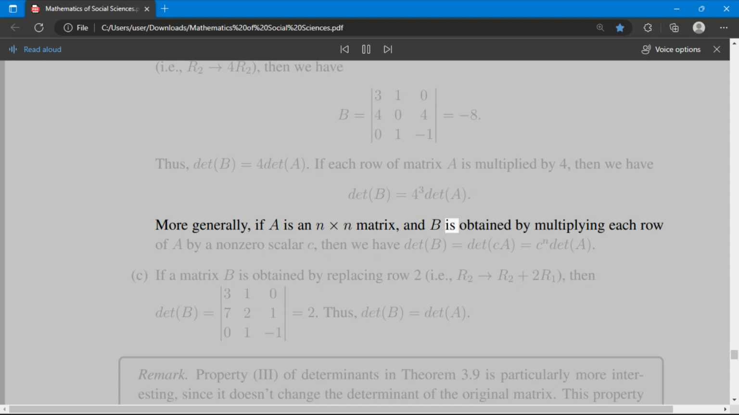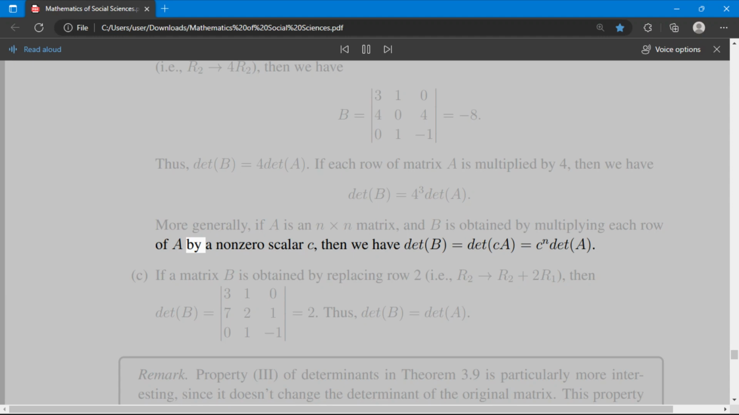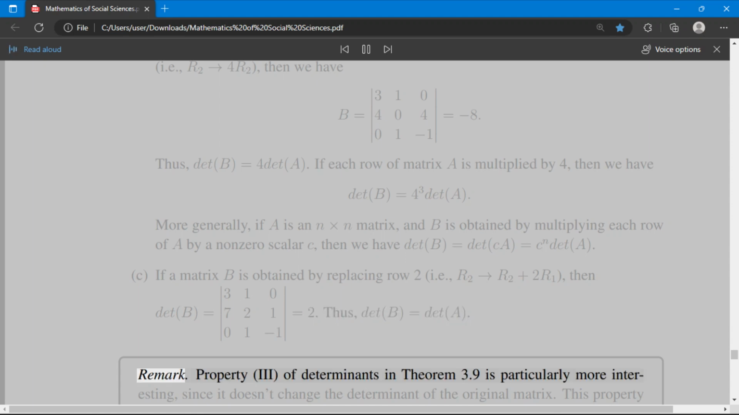More generally, if A is an n times n matrix, and B is obtained by multiplying each row of A by a non-zero scalar c, then we have det B equals det cA equals c^n det A. C. If a matrix B is obtained by replacing row 2, i.e., R2 → R2 plus 2R1, then det B equals det A.